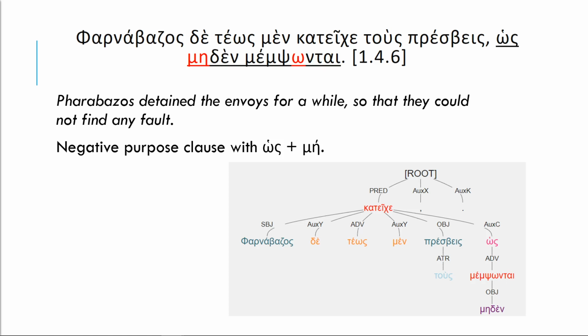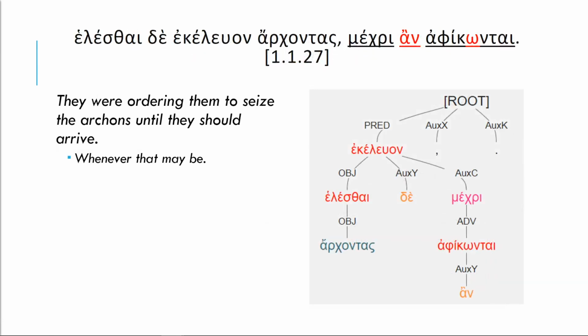Sometimes subjunctives and futures have the same form, but again, context usually sorts it out. Another example: here's an indefinite temporal clause, which uses mekri. Normally temporal clauses would have the indicative, but in this case it's indefinite. So they were ordering them to seize the archons, to take the archons until those men should arrive. We don't know when that is, so it's indefinite, and it's made more indefinite by using the subjunctive and an.